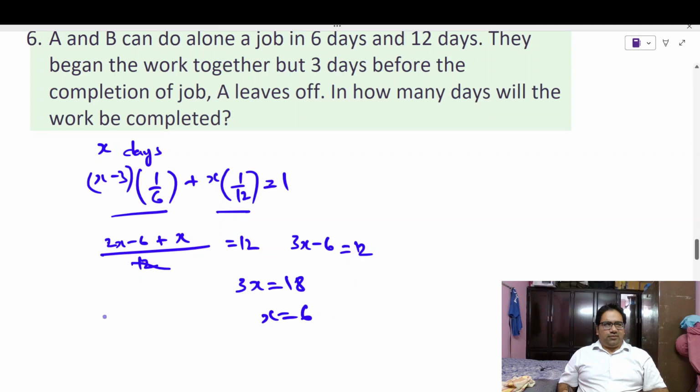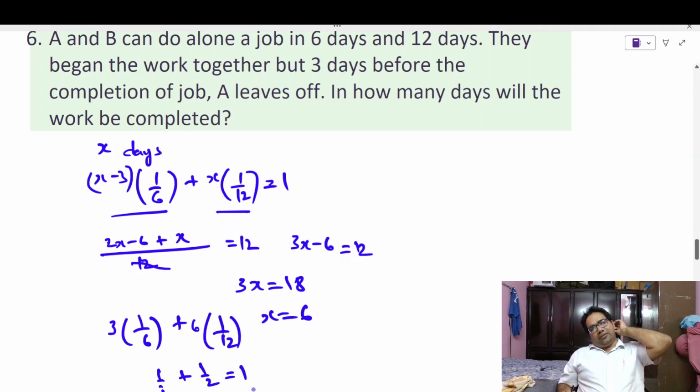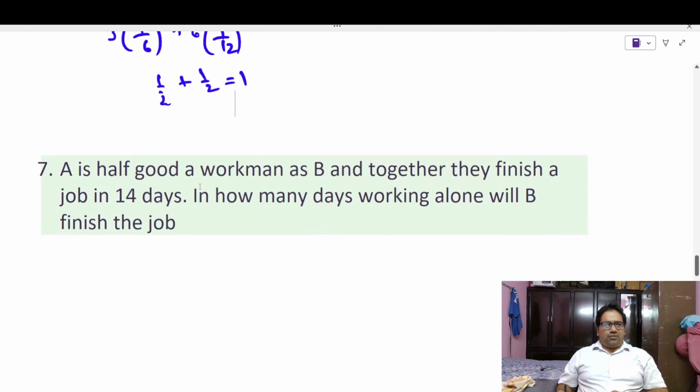Now let's try this. A worked 3 days lesser, right? 3 into 1 by 6. This is A's contribution. Let's put it in this equation. Plus B worked for 6 days, 6 into 1 by 12. Okay, this is half, this is another half. This is equal to 1. That's how they together have completed the work in 6 days. This is an easy problem. Let's go to the next problem.